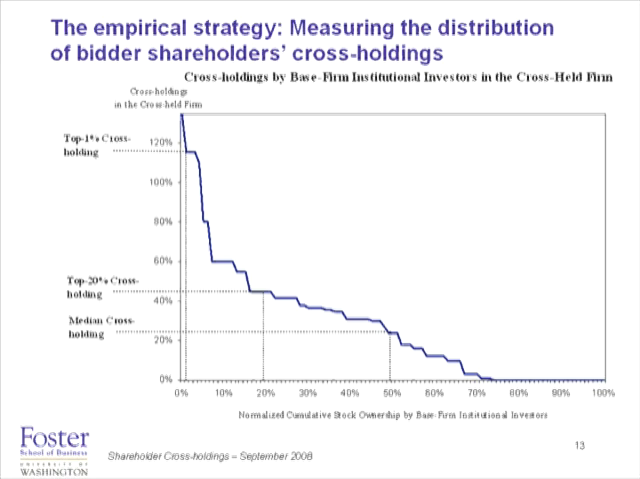And so what we're going to do empirically is that for every bidder target combination, and initially for every pairwise combination in the S&P 500, so this is fairly computationally intensive, we're going to take firm A, rank its shareholders by their cross-holdings in firm B, and compute, what's the top 1%, what's the top 10%, what's the top 20%, down to the median.